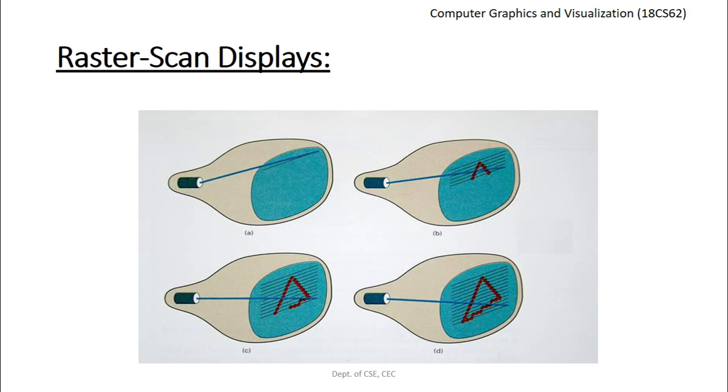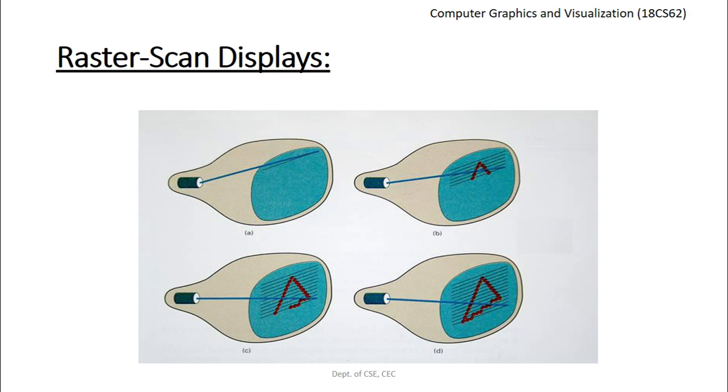Picture definition is stored in a memory area called a frame buffer. The frame buffer stores the intensity values for all the screen points. So for each screen point, what the intensity should be will be stored in this frame buffer, which is a part of the memory. Each screen point is called a pixel or picture element. Every screen point that will be illuminated, we call a picture element.